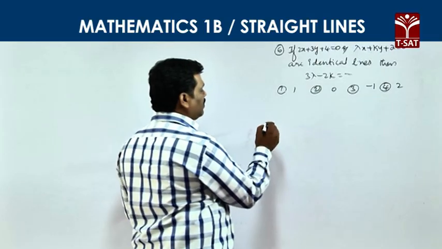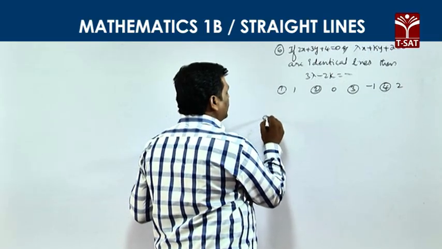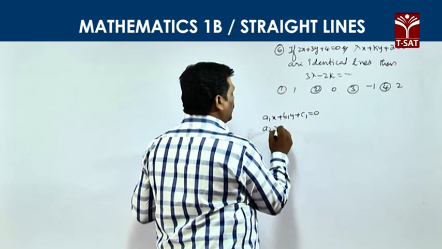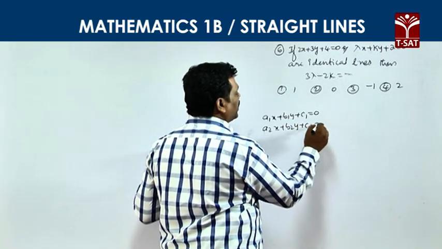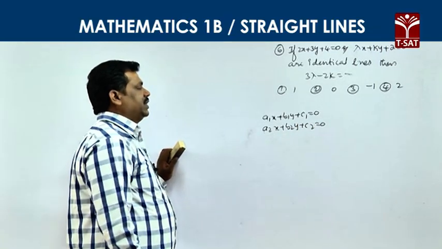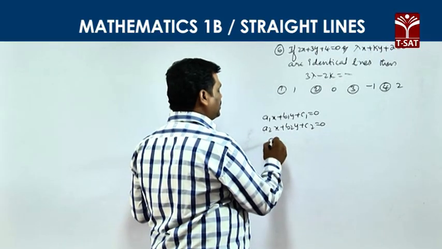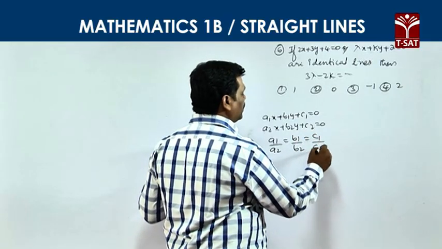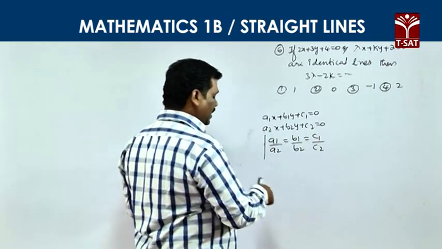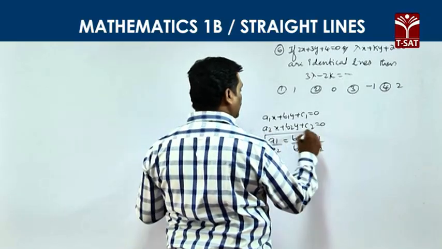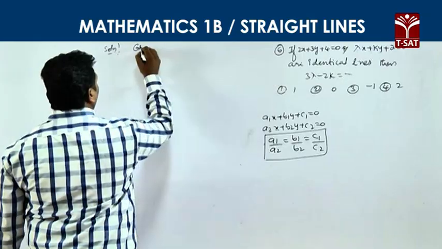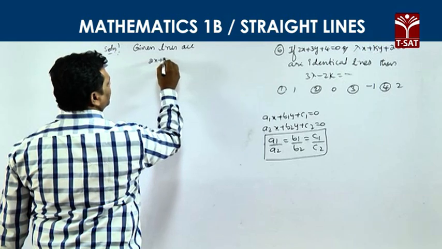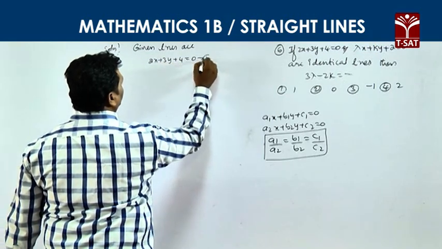Identical lines means same lines. Given lines a1x plus b1y plus c1 equal to 0 and a2x plus b2y plus c2 equal to 0 represent identical lines. The condition is a1 by a2 equal to b1 by b2 equal to c1 by c2. This is the condition for identical lines, nothing but same lines. Solution: the given lines are 2x plus 3y plus 4 equal to 0. This is equation number 1.